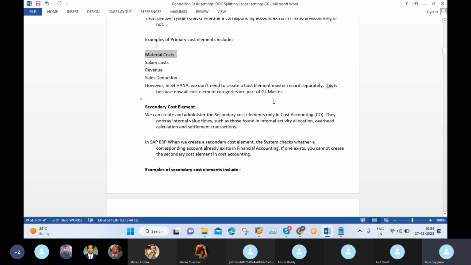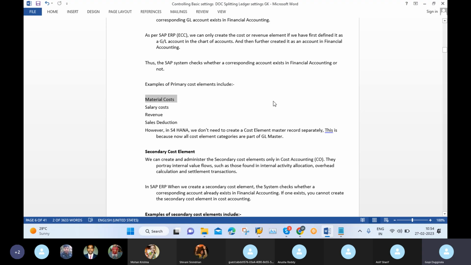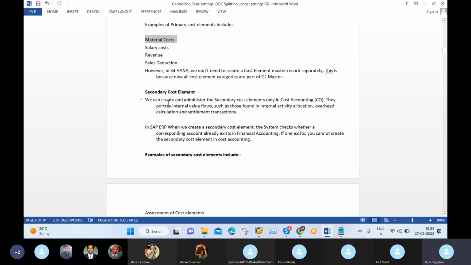In SAP we have 2 types of cost elements, primary cost element and secondary cost element. ఇదైతే మ్యాండేటరీగా నేర్చుకోండి, ఇదైతే మ్యాండేటరీ క్వశ్చన్. What do you mean by primary cost element and what do you mean by secondary cost element? Primary cost element is nothing but one revenue element which corresponds to one GL account in financial accounting. Secondary cost elements are the administrative cost elements. These cost elements we can use only for the controlling module. That's it. Especially here you can see we can create and administer the secondary cost elements in controlling.